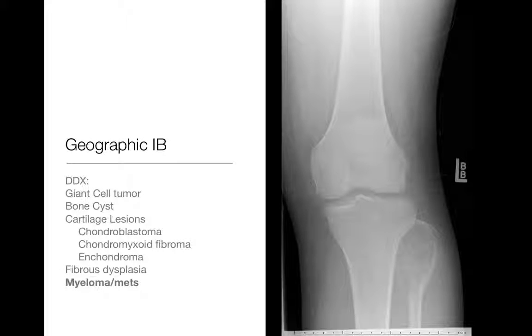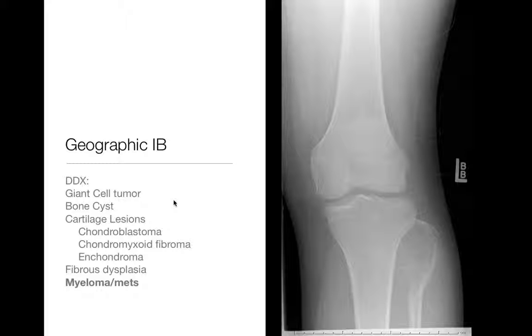But pretty much all our things on a differential for geographic 1B are going to be similar to the geographic 1A lesions. So we're going to have a bone cyst, unicameral bone cysts are on that list. Cartilaginous lesions, chondroblastomas, chondroid-myxoid fibromas, and enchondromas are going to be on that list. Fibrous dysplasia, again, going to be on that list because it can look like a lot of different things. Something new on this list is a giant cell tumor. Giant cell tumors are benign tumors, although it can be very locally aggressive.